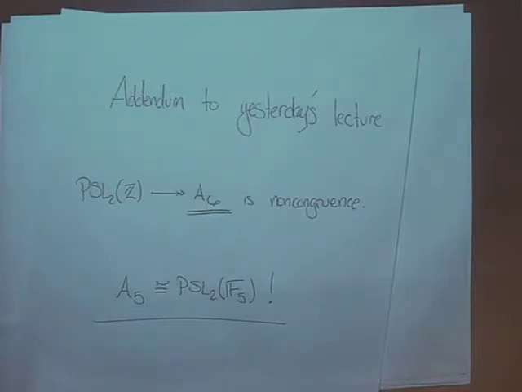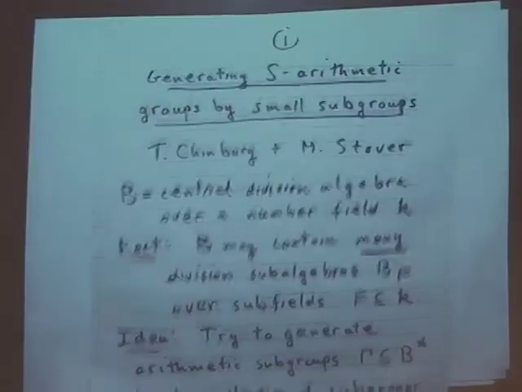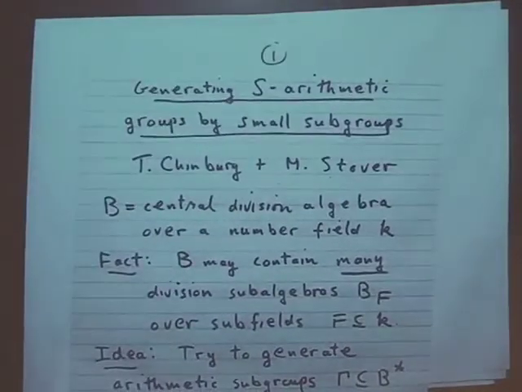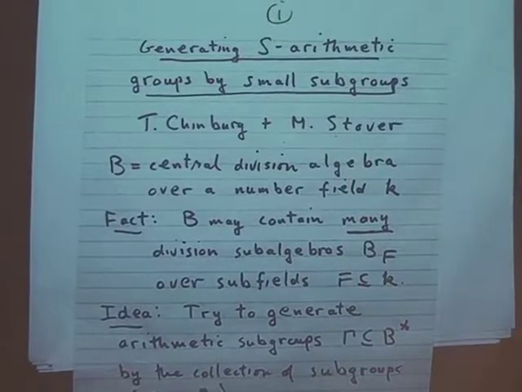So that's relevant to the project people are working on about these other S-arithmetic groups maybe not being congruence. We have to start using surjections onto A6. A5 isn't big enough. Okay, so let me come back now to the main theme. I want to talk about S-arithmetic groups and what's a small subgroup of such a thing.